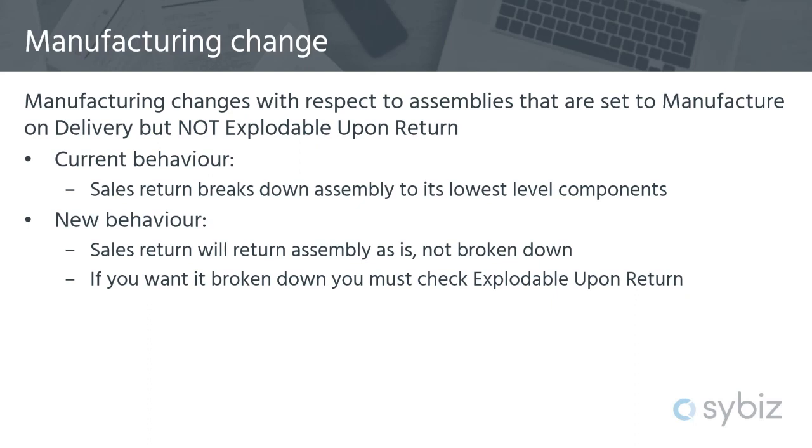So the new behavior, you've got more control over this now. If you have it set to not explodable upon return, then that assembly will be returned to stock as a finished good. Alternatively, if you do want it broken down, then you do need to make sure that you have it flagged to be explodable upon return. So again, apologies for those that aren't using manufacturing, that will not make too much sense.